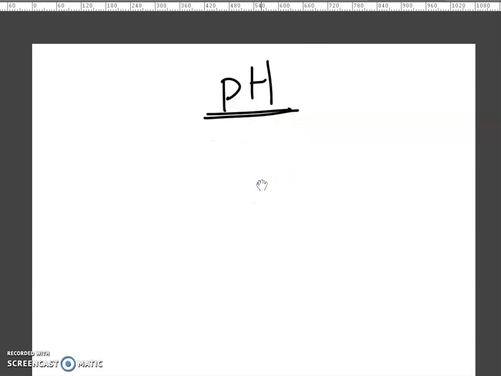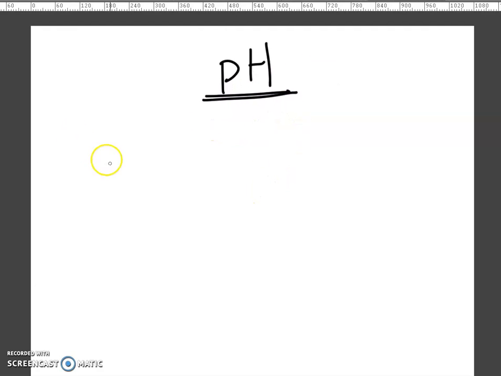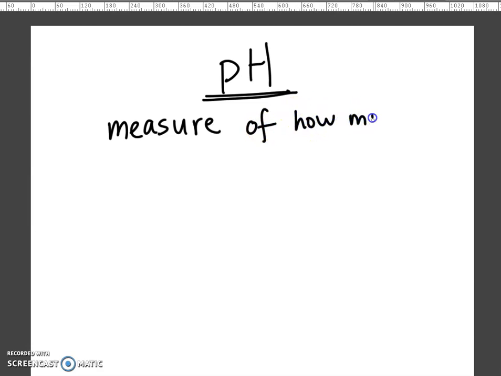If you remember from middle school, maybe not, pH is just a measure. It's something that we can talk about solutions with. It's a measure specifically of how much H+, how much of this ion, there is inside a given solution.